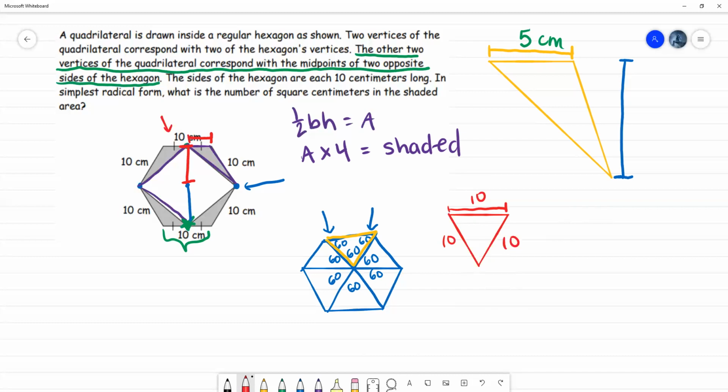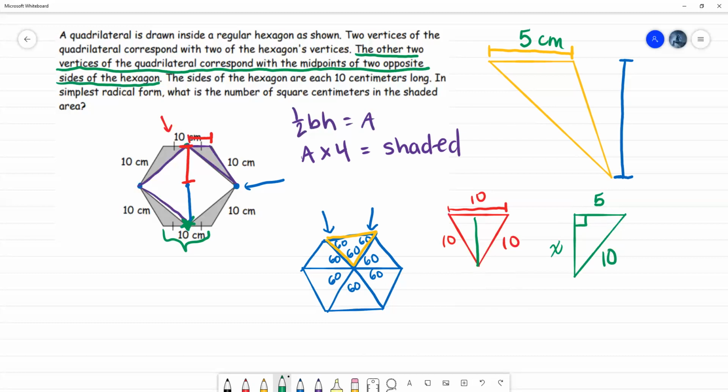Now that we know the side lengths of our triangle, let's divide it in half to find out the height. So dividing in half, it's going to be like this in a right triangle. We know that this length is 5 because we're dividing the triangle in half, so 10 divided by 2. And we know that this side is 10, and we know that this is x.